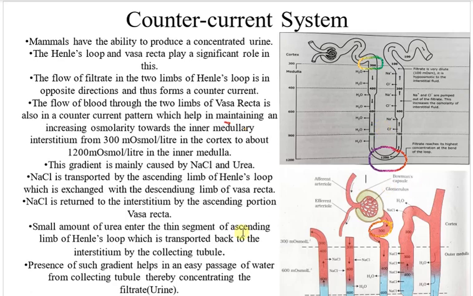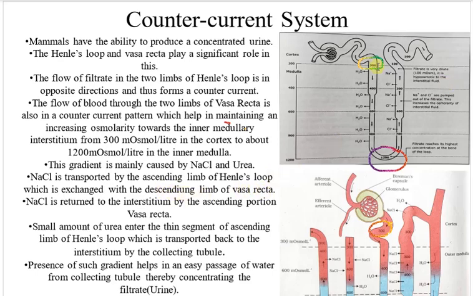The gradient is mainly caused by NaCl and urea. So what are the solutes? Sodium chloride and urea, which remain in this solution, the primary urine, we can say. NaCl is transported by the ascending limb of Henle's loop, which is exchanged with the descending limb of vasa recta.